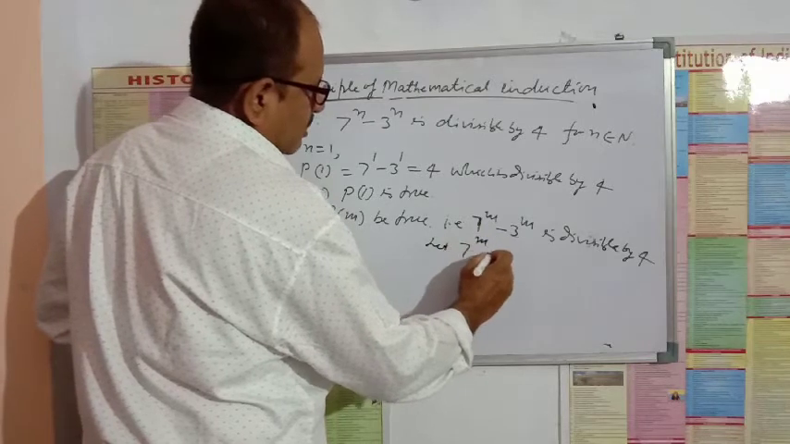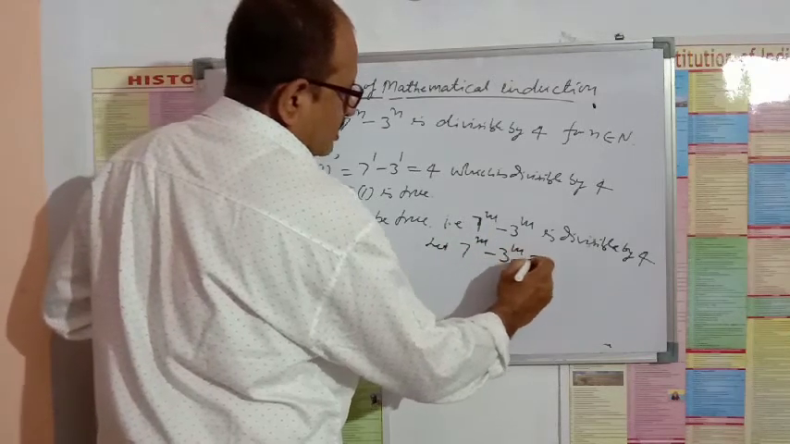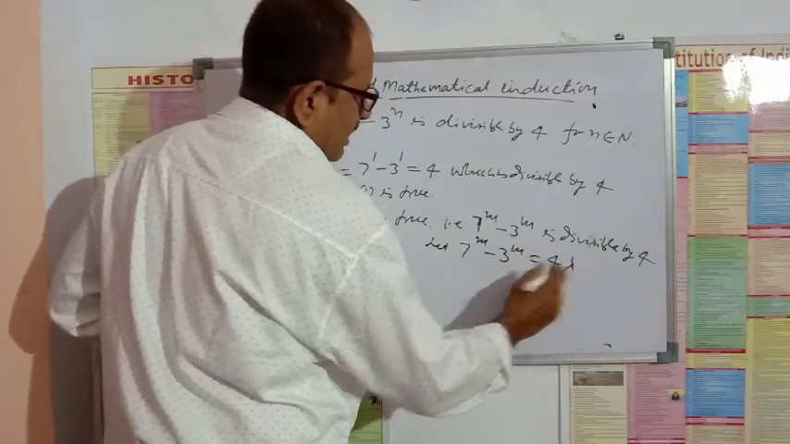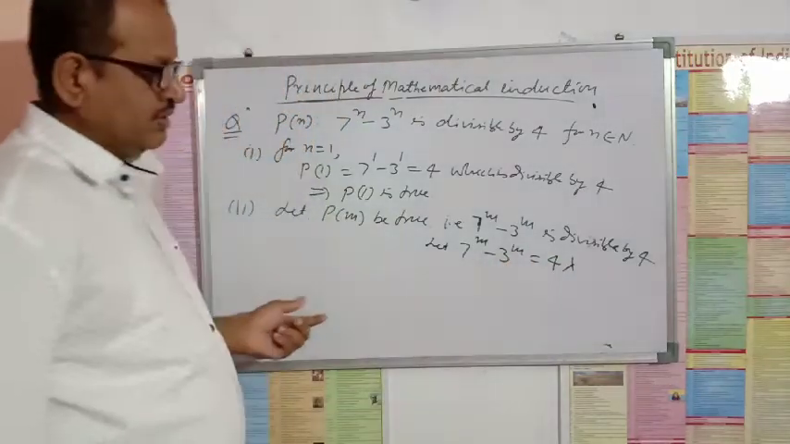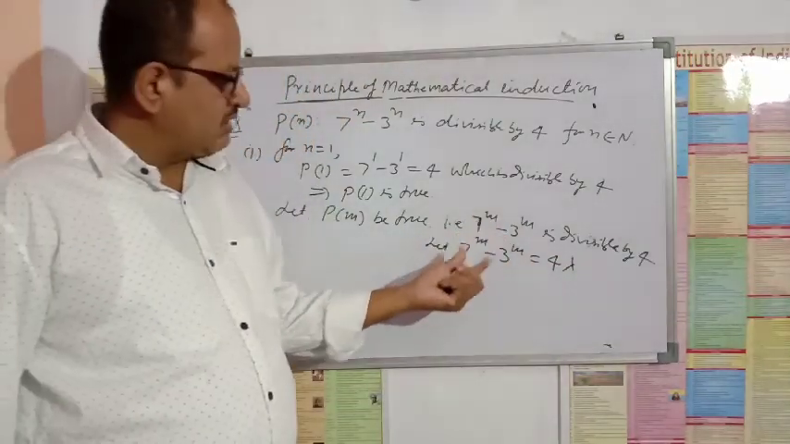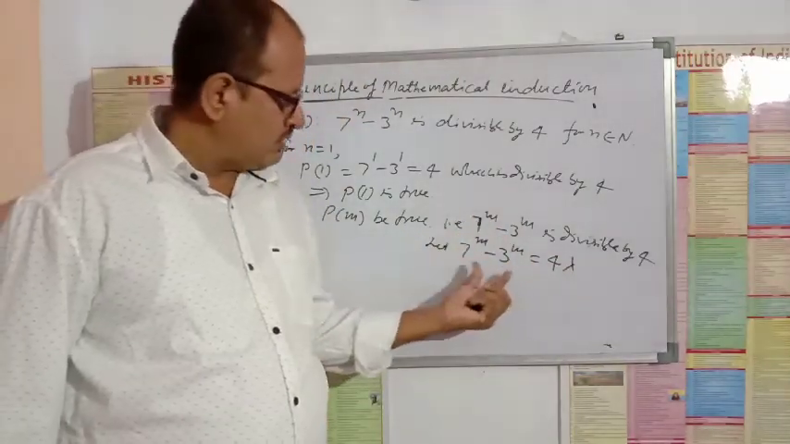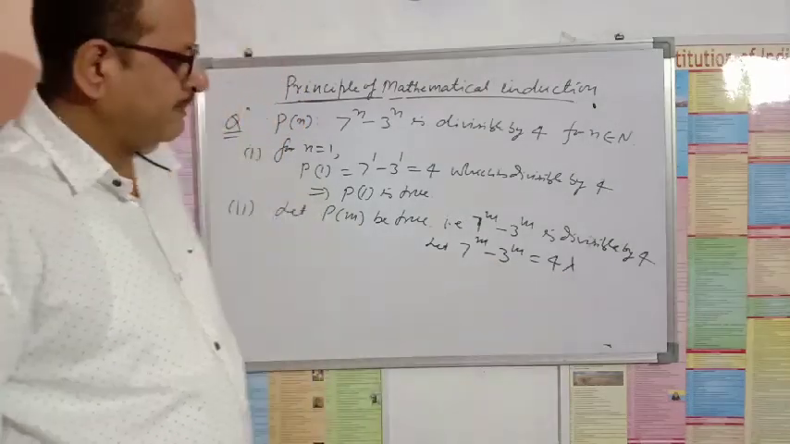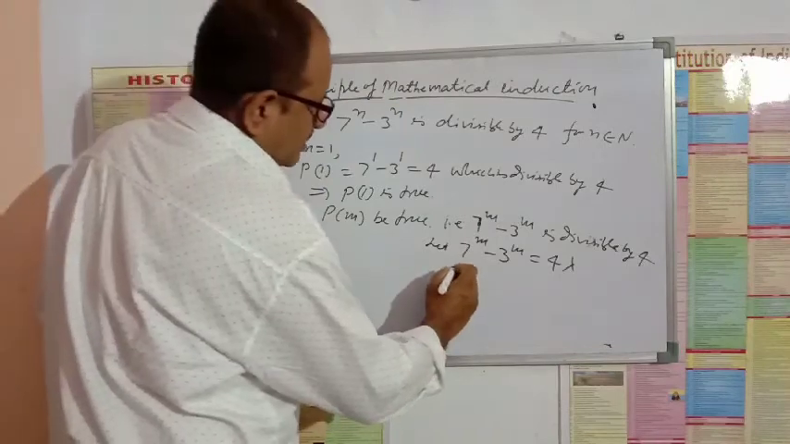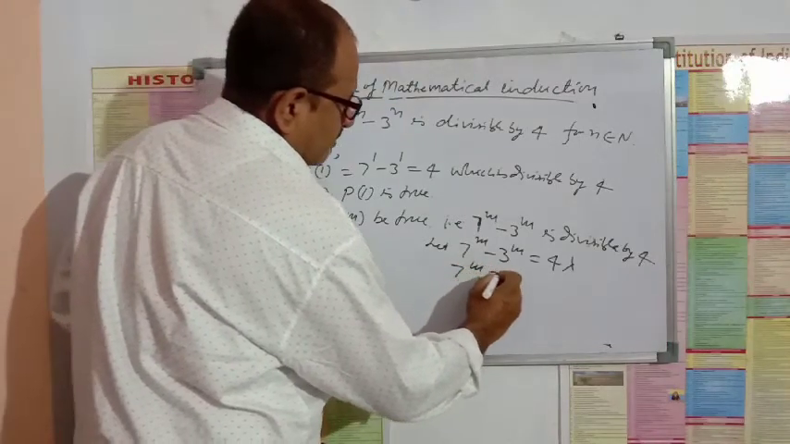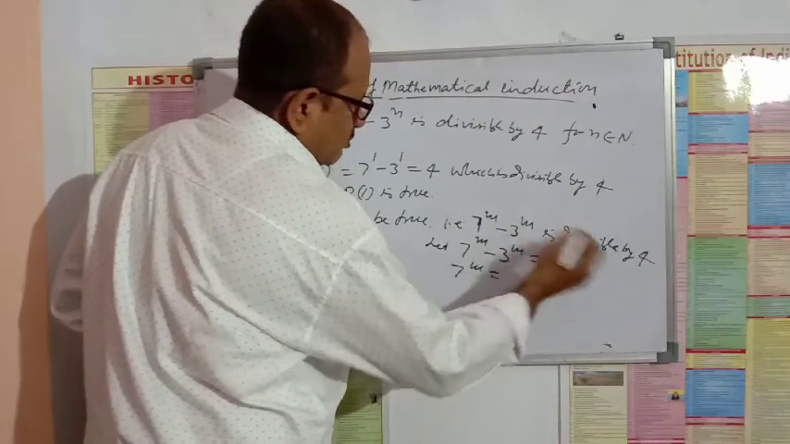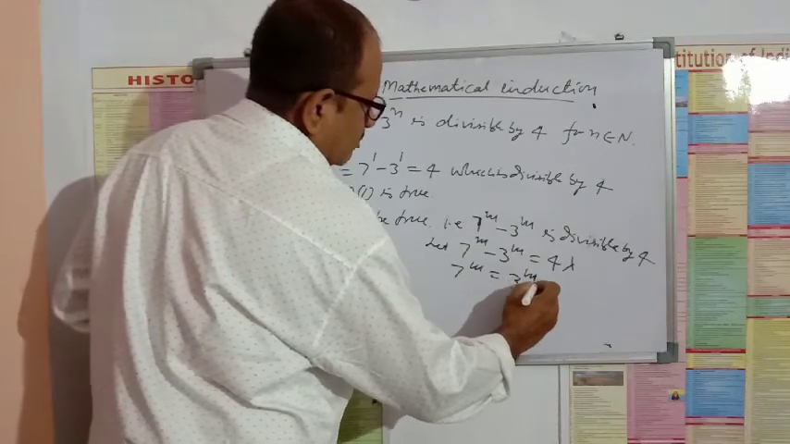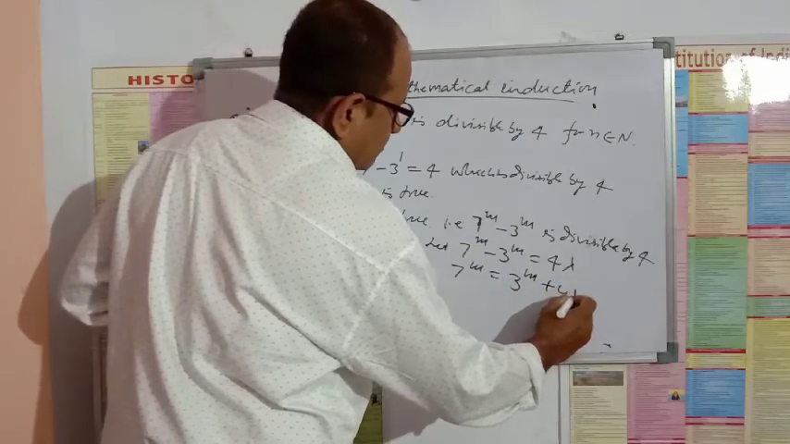So if it is divisible by 4, we can write: let 7 to the power m minus 3 to the power m is equal to 4 lambda. It means it is a multiple of 4, so we can suppose it equal to 4 lambda. So what will be 7 to the power m? Transpose 3 to the power m to that side: 3 to the power m plus 4 lambda.